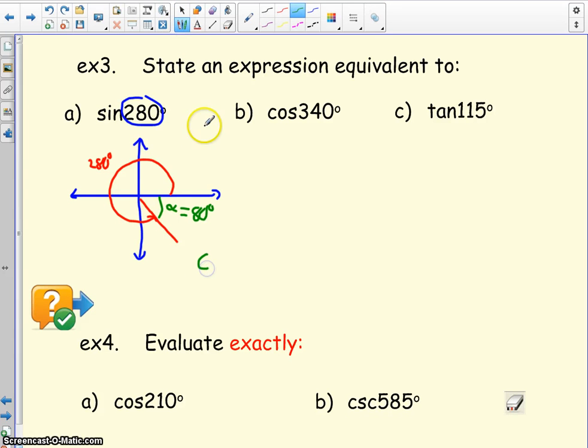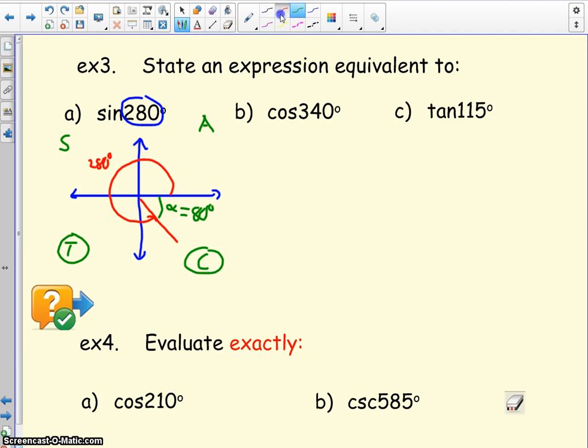So let's take a look at our CAST rule here. So in our CAST rule, right now sine 280 degrees should actually be negative since it's in quadrant 4 where cosine is positive. You can test that by running it through your calculator. Sine of 280 is going to be a negative number. So in what other quadrant is sine going to be negative? Well, the only other place sine is going to be negative is in quadrant 3 over here.